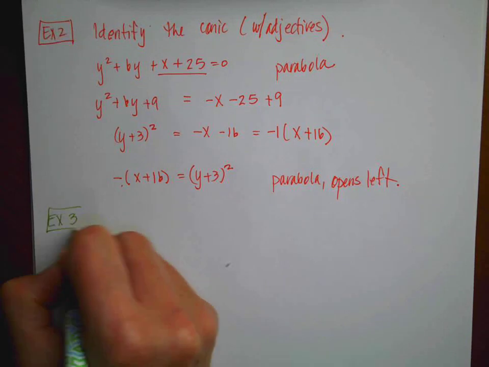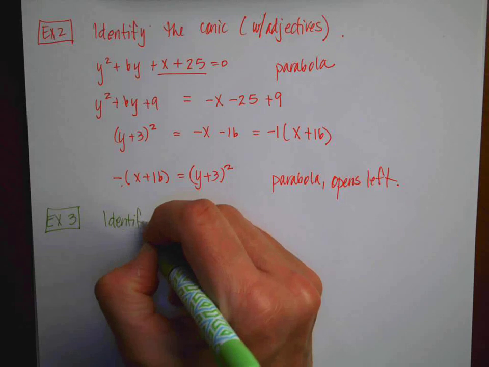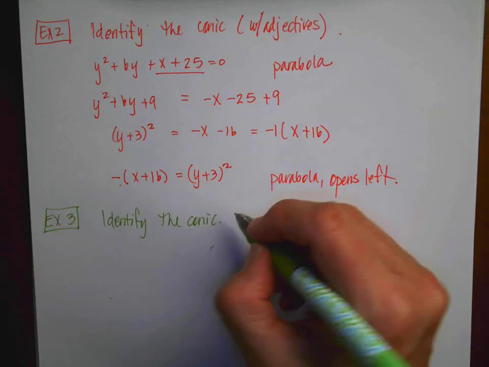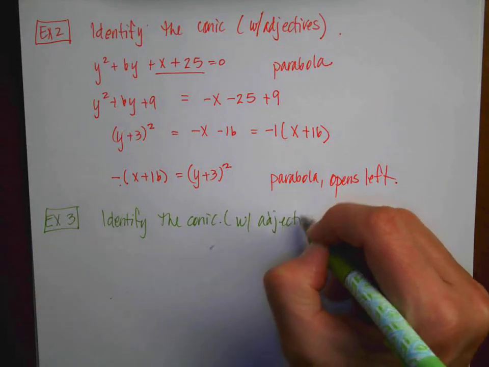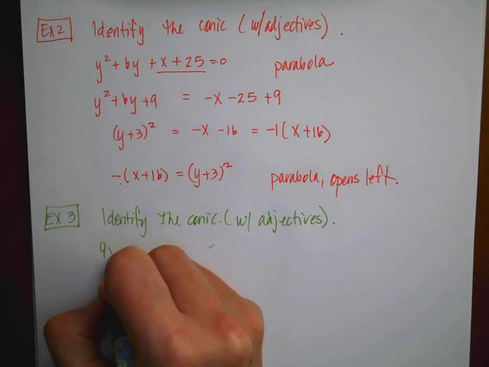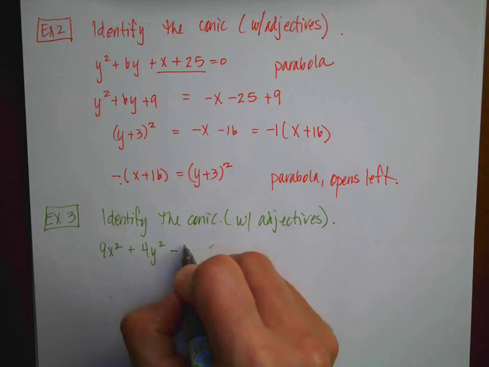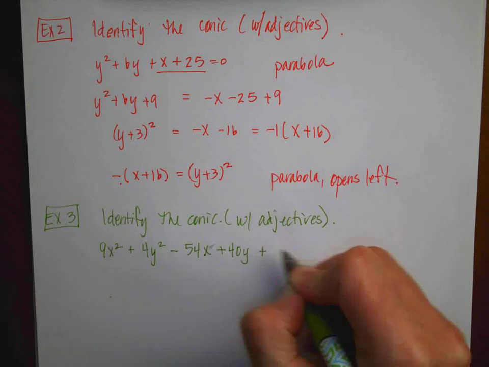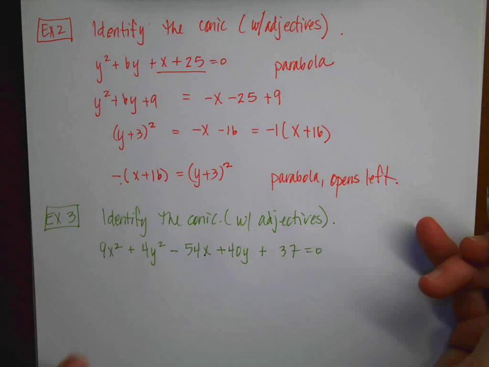We have one more example, nice short video today. Woohoo! I want to identify the conic, and of course I need to use adjectives. So the equation that we're going to be given is 9x squared plus 4y squared minus 54x plus 40y plus 37 is equal to 0.